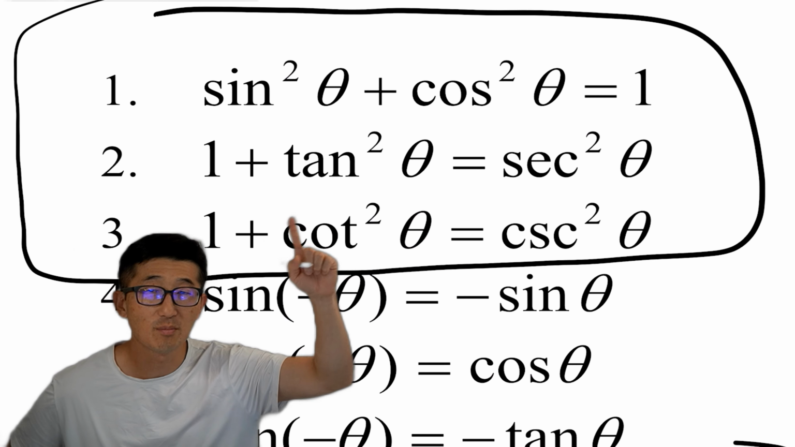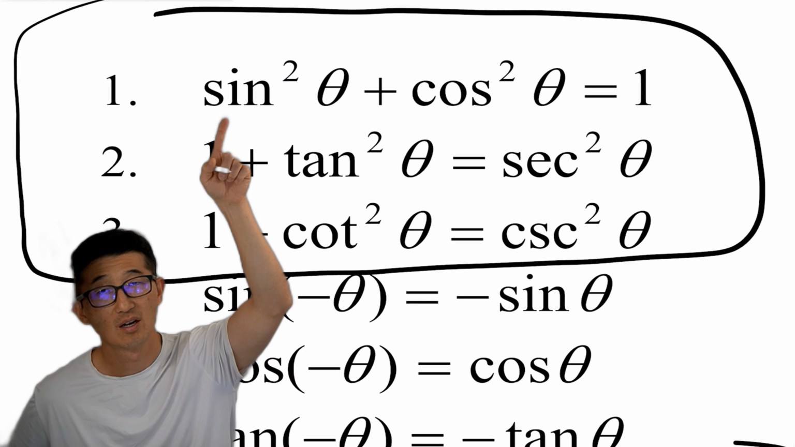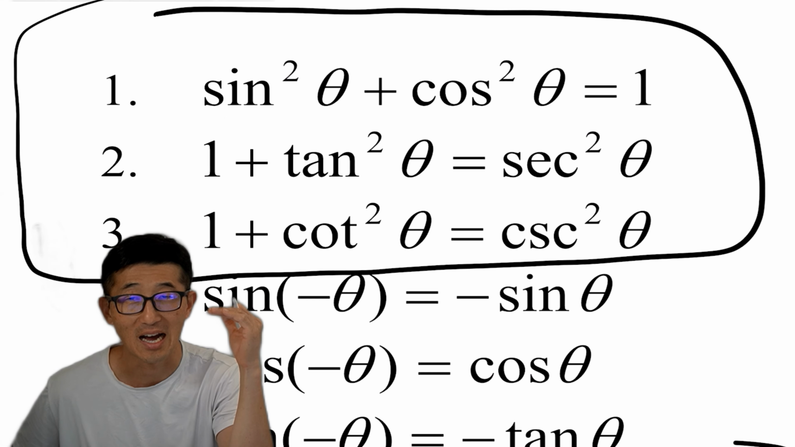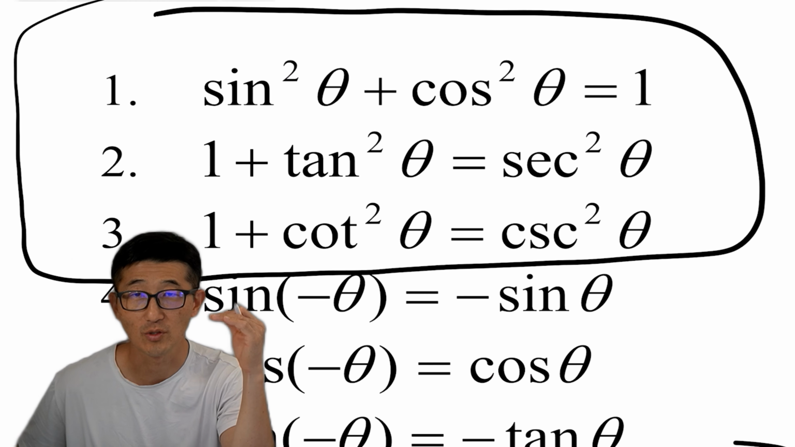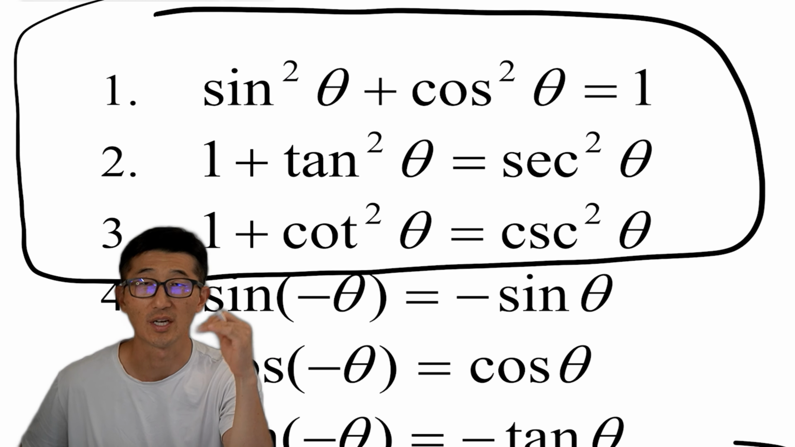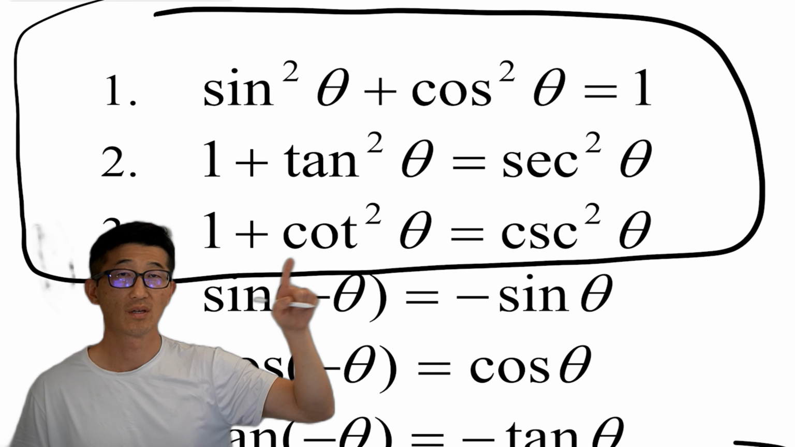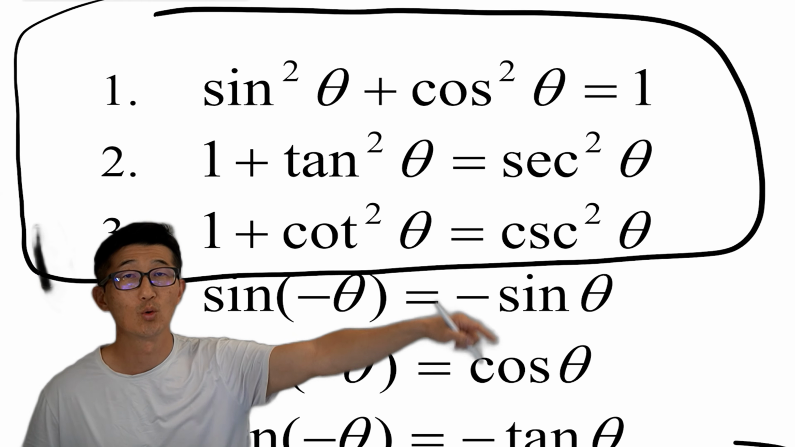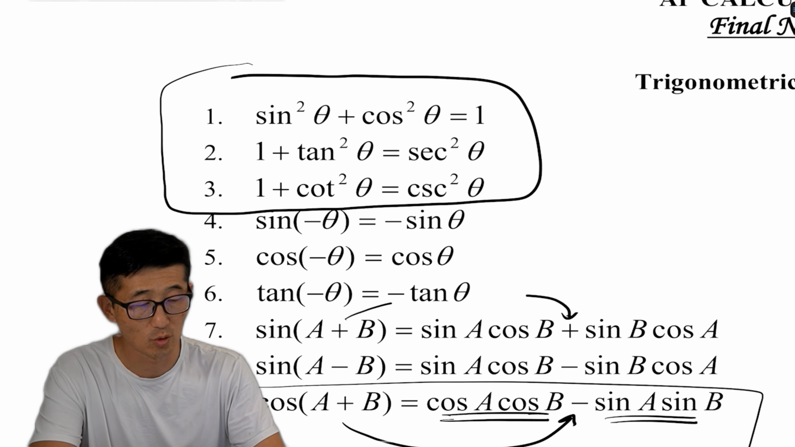Where did they get number 2 from? They got it from rule number 1, simply by dividing both sides by cosine squared theta. How do you think they got this one? By sine, because 1 over sine is cosecant. Now we'll discuss this more later.